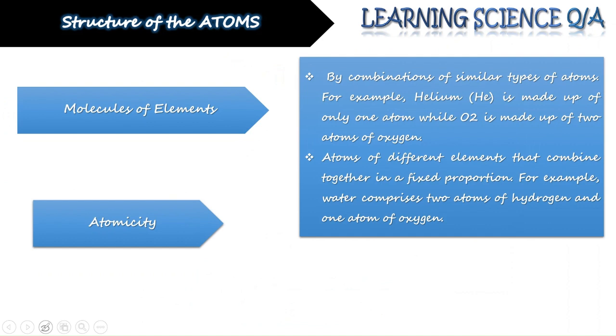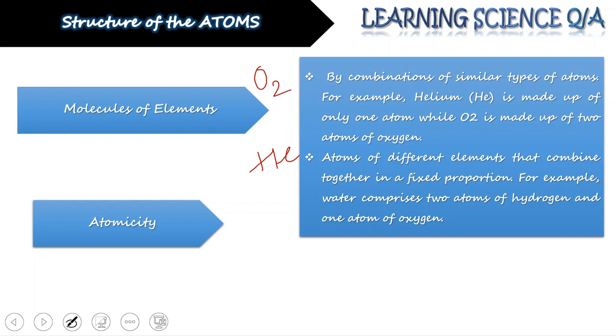First is by combining similar type of atom in one or more than one number. For example, helium. Helium is made up of only one atom, that is helium itself. Whereas oxygen is made up of two atoms of oxygen. So, helium is stable in the form of helium only, while oxygen is more stable when it is occurring as O2.